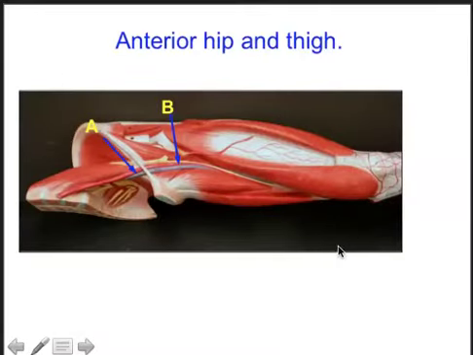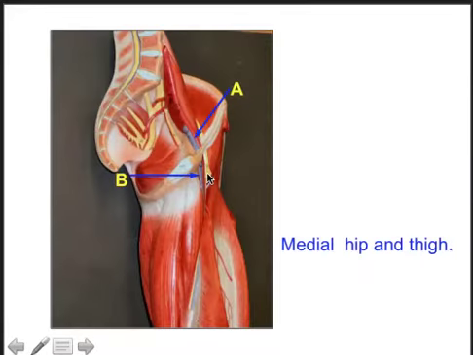Here is the anterior hip and thigh. So all we've done here is we've taken this model and we've flipped it this way and we've rolled it towards you.